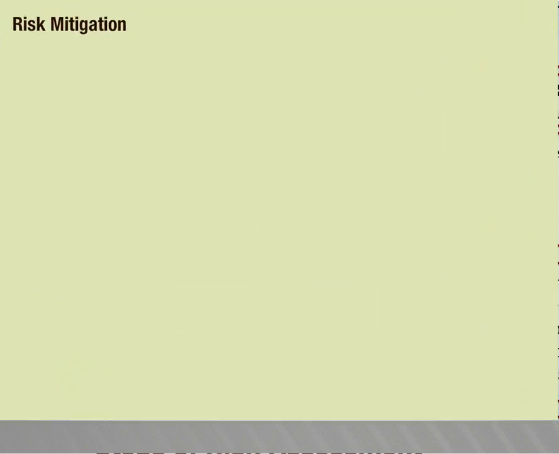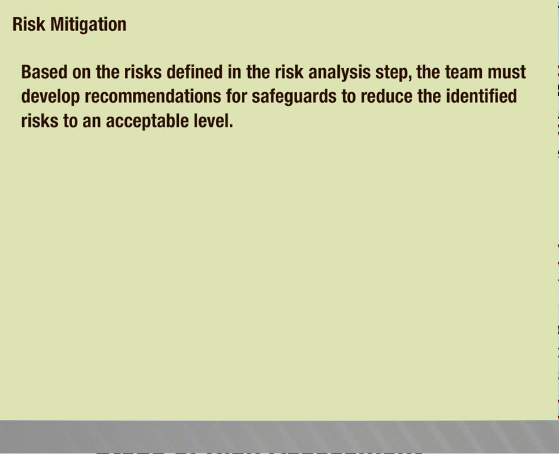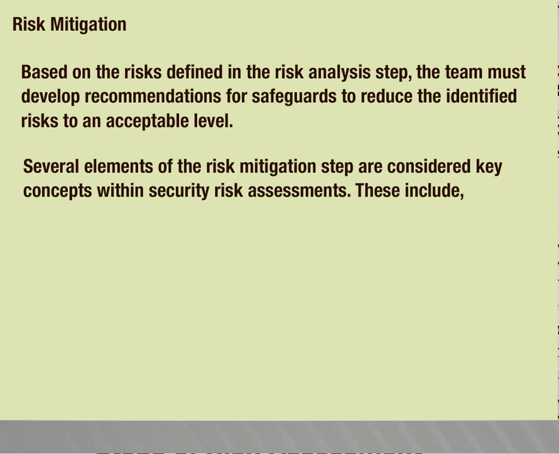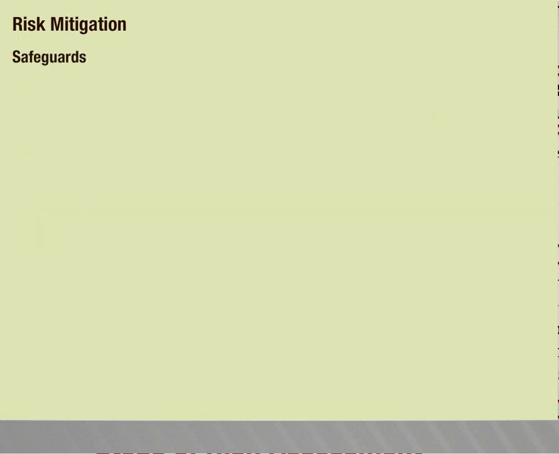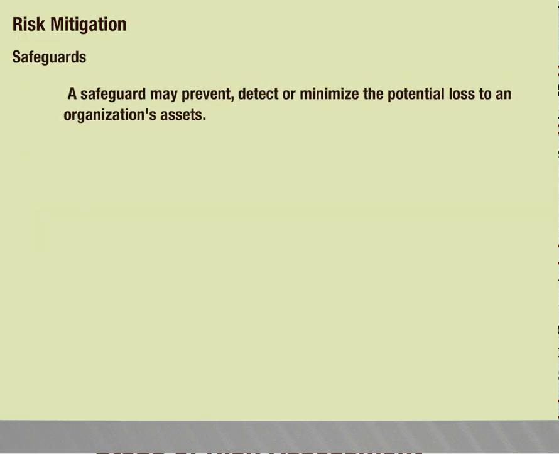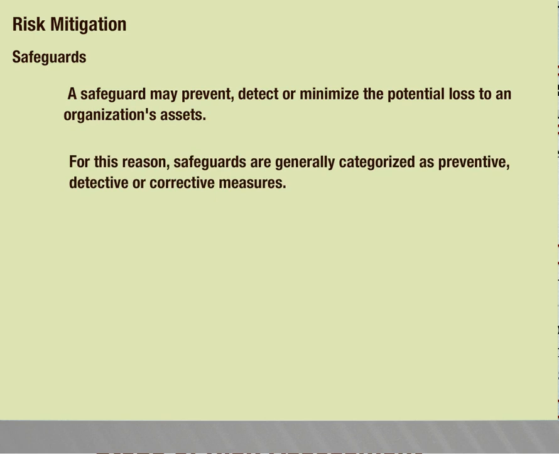Risk mitigation. Based on the risk defined in the risk analysis step, the team must develop recommendations for safeguards to reduce the identified risk to an acceptable level. Several elements of the risk mitigation step are considered key concepts with security risk assessments. These include safeguards and residual risk. Safeguards: a safeguard may prevent, detect, or minimize the potential loss to an organization's assets. For this reason, safeguards are generally characterized as preventive, detective, or corrective measures.